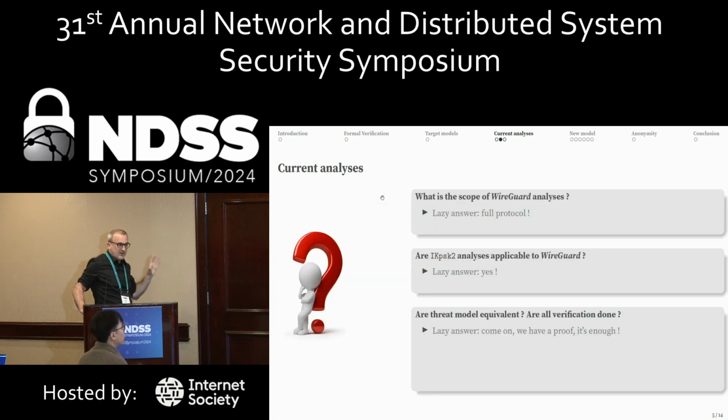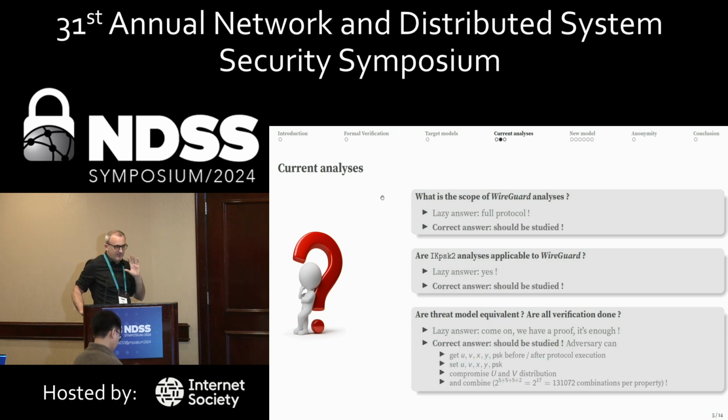So for this previous analysis, we focus on 3 points. What is the scope? Do they analyze the full protocol? The answer is usually yes, without making a deeper analysis. Is the IKpsk2 analysis applicable to WireGuard? Similarly, the lazy answer is always yes in this situation. And are the threat models equivalent? Are all verifications done? Similarly, there was always a lazy answer, which is: we have a proof, everything is okay.